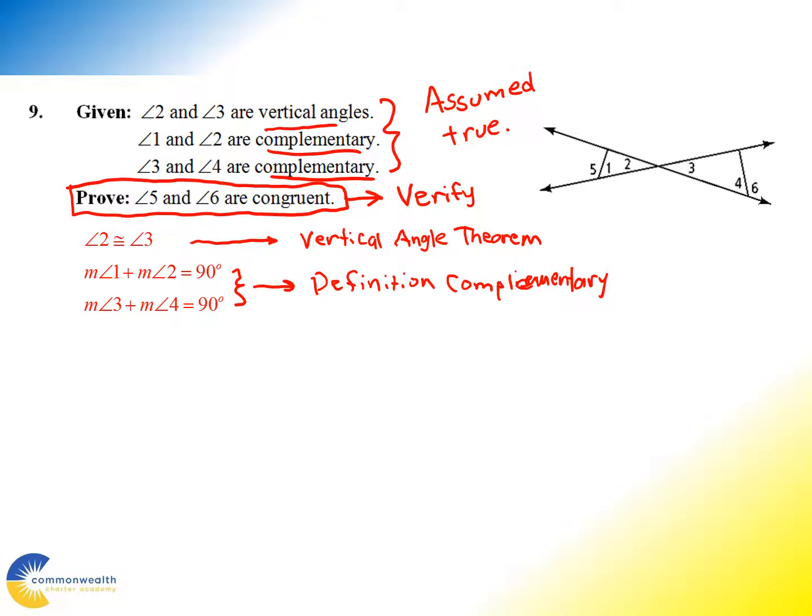My writing's a little bit off here. So I know that angles 1 and 2 total 90 degrees, angles 3 and 4 total 90 degrees. Okay, so now I can make the statement that the measure of angle 1 plus the measure of angle 2 equals the measure of angle 3 plus the measure of angle 4. And you could either say it's from the transitive property, or I could say that it is substitution.